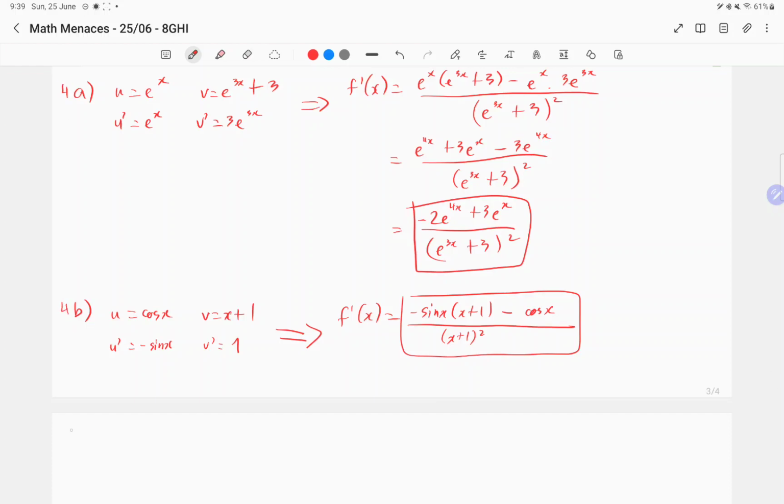Does this become sine of 2x squared? No, because sine x itself is one function. So is it plus 2x sine x? Yes, that's right.